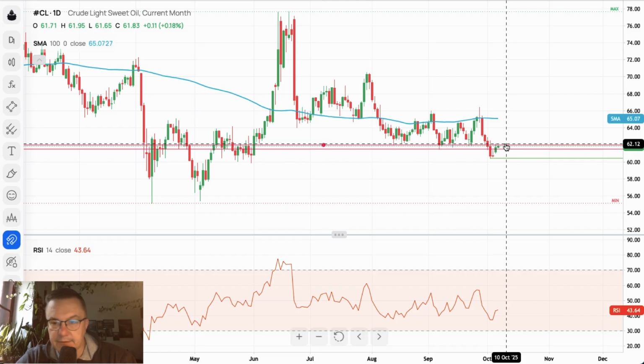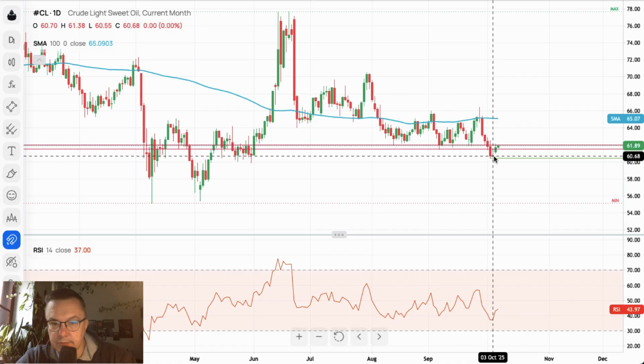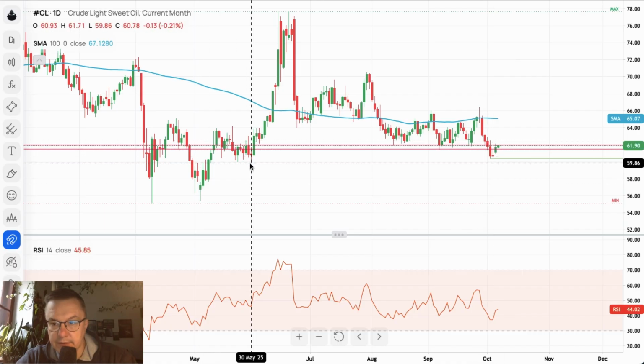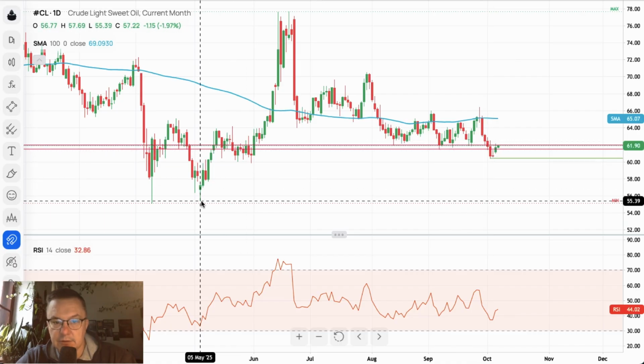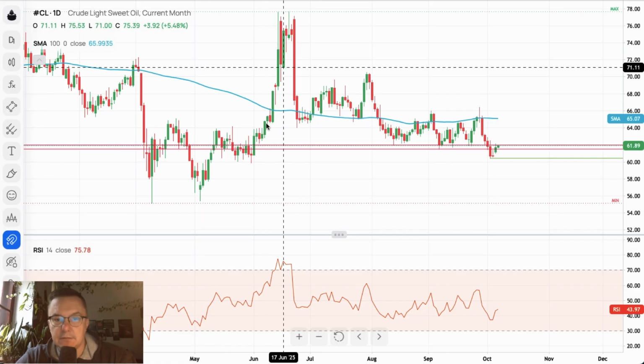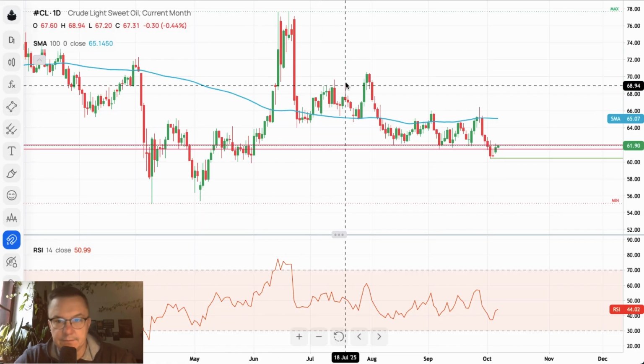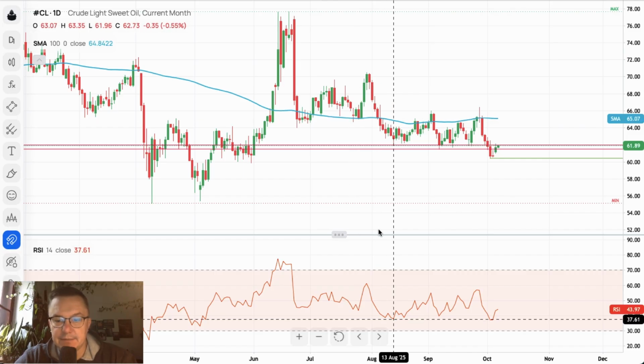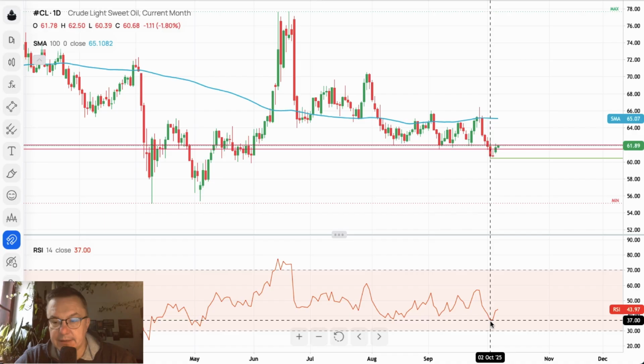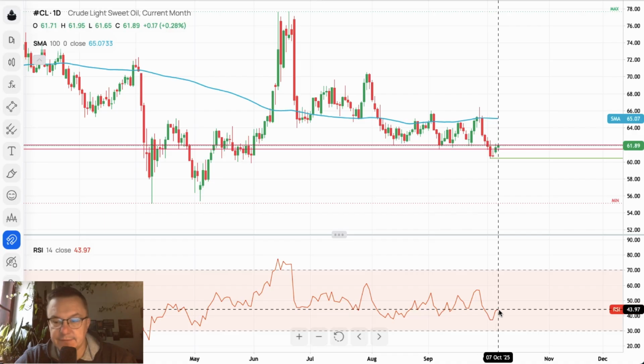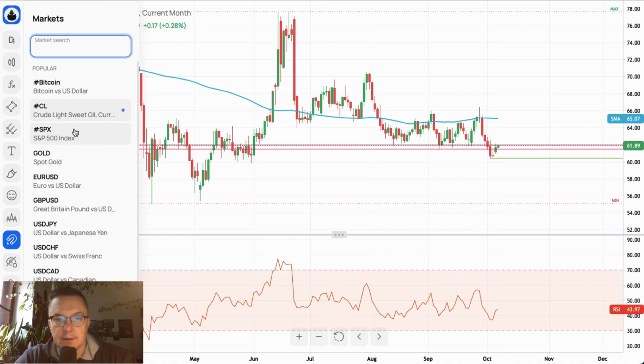capped here, and the reversal might even go below the level of 59.86, back down towards extreme lows from May 2025, 55.39. This is the lowest level. I guess this is the lowest level this year. Anyway, the price movement on the daily time frame chart of the crude oil is definitely bearish, and it's being supported by the negative momentum, 37, and this is 43 points only.